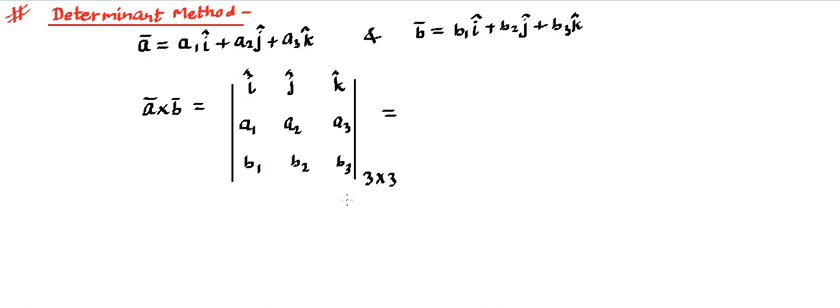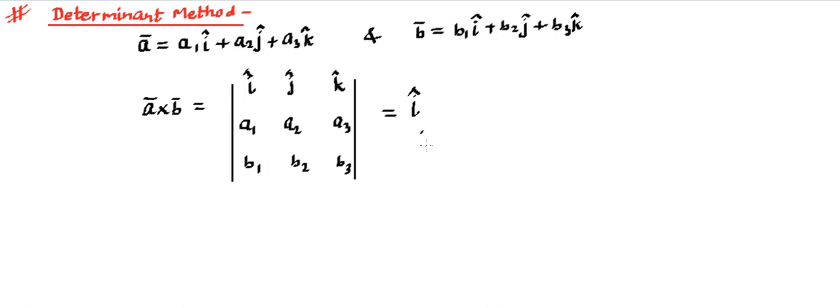That means 3 rows, 3 columns, total 9 elements. And these individuals are called elements. So from here we will be writing whatever the first row's first column point is, that means I cap. So we will be opening along this row. So I cap directly can be written like this.